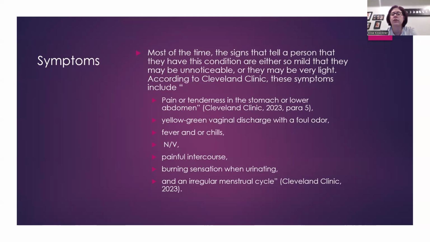Yellow-green vaginal discharge with a foul odor, fever and or chills, nausea and vomiting, painful intercourse, a burning sensation when you're urinating, and an irregular menstrual cycle. Cleveland Clinic 2023.